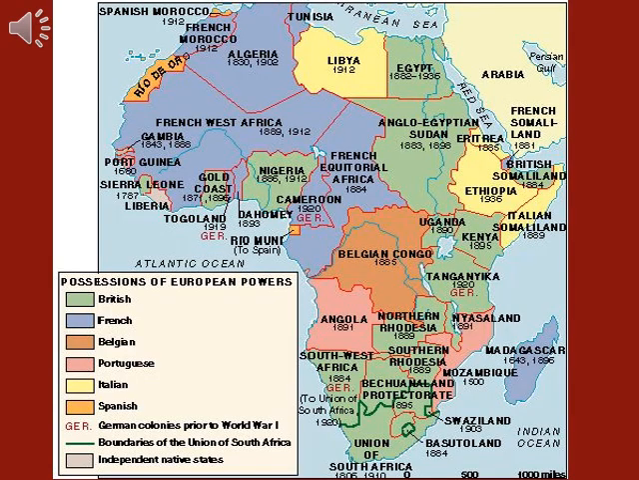We should all remember the Scramble for Africa lessons from Unit 3, where those European powers, the French, the British, Belgium, Portugal, Italy, and Spain, came in and had a land grab on the continent of Africa.